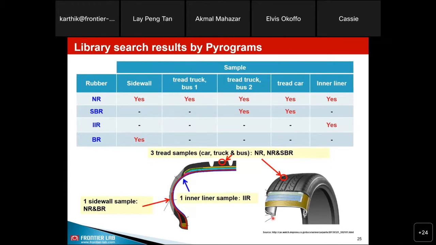So based on the pyrogram, we were able to see the presence of different types of rubber within the tire. In the sidewall, yeah, it has natural rubber too. You can see natural rubber is used in all parts of this tire, but SBR is used only in the car tread and also the tread of the truck. And this polyisoprene is generally used only in the inner liner, and butadiene rubber is used only in the sidewall. So this is the information you are getting through this analysis.